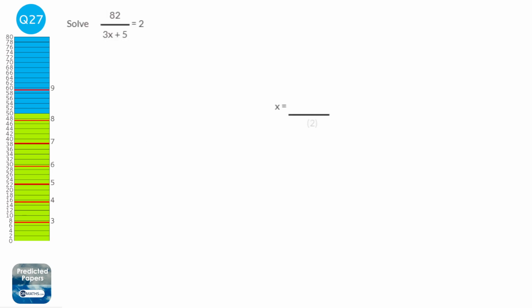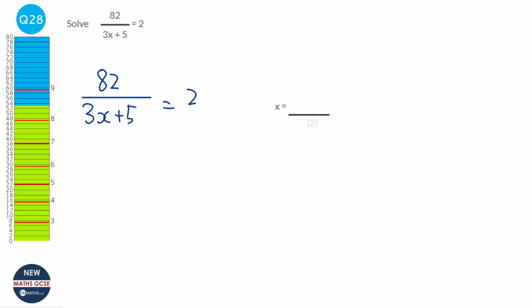So I'm going to write this equation again just a little bit bigger so we can work with it. And one of the rules with equations is you want to get rid of brackets and fractions first. So we've got a big fraction here, and basically a fraction just means divide. So we're doing the 82 and we're dividing it by 3x plus 5.